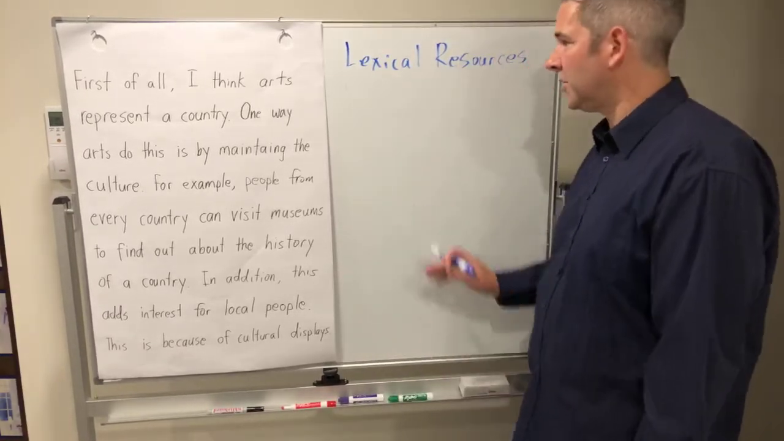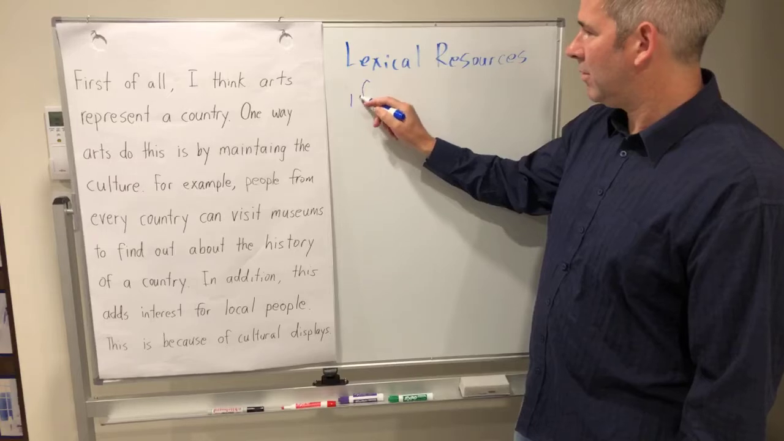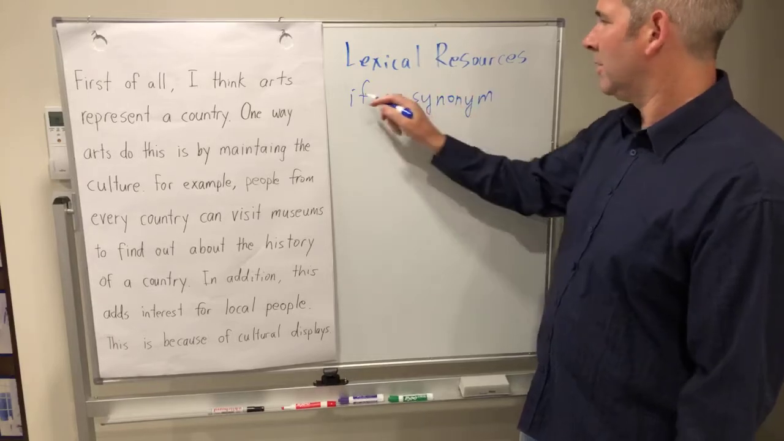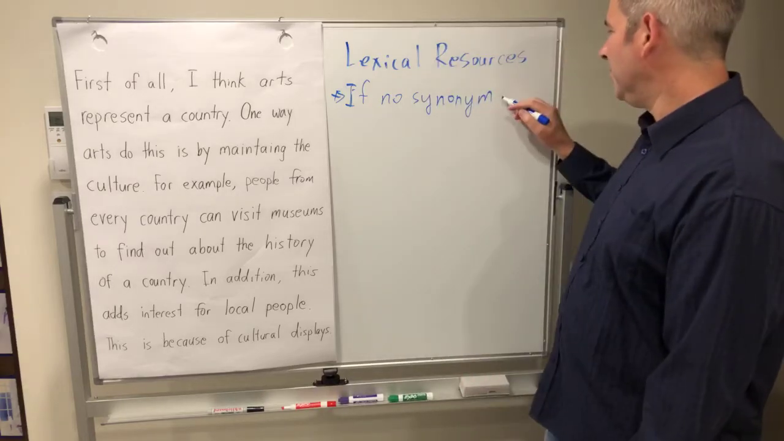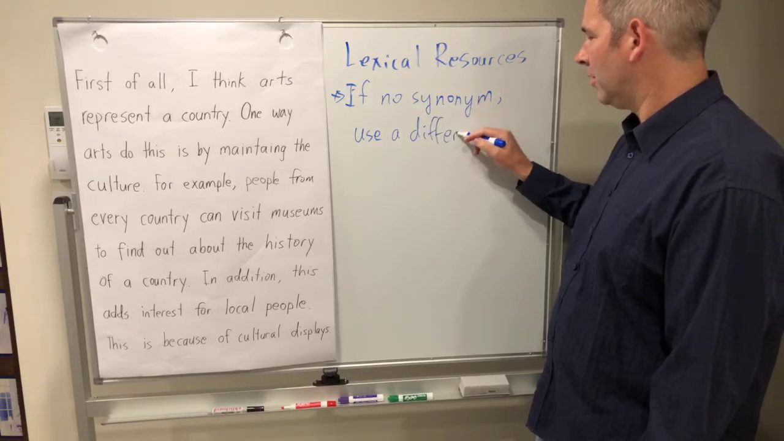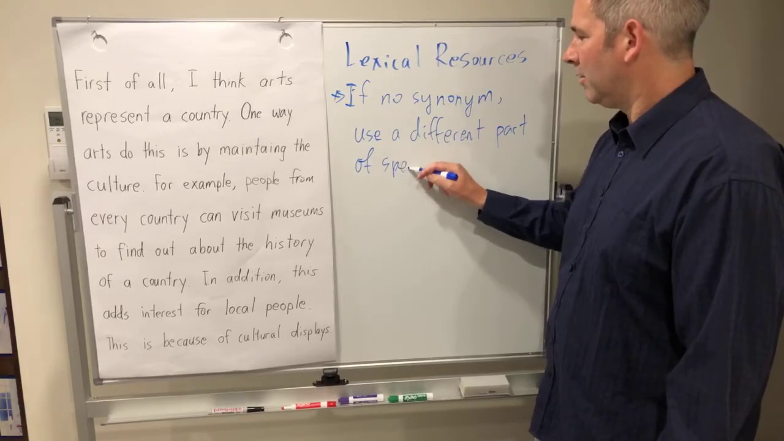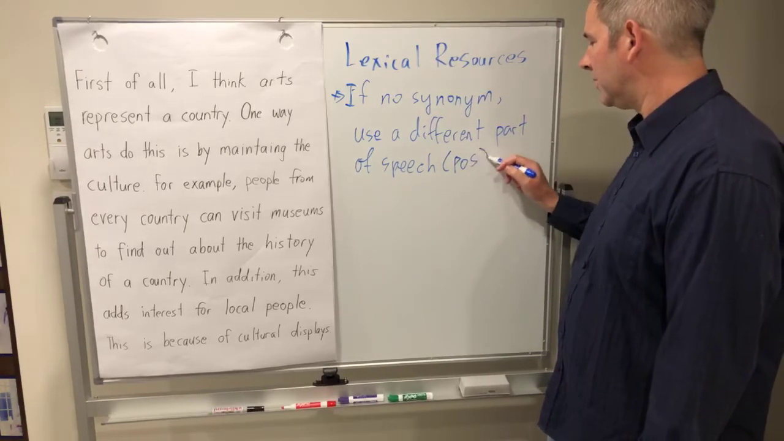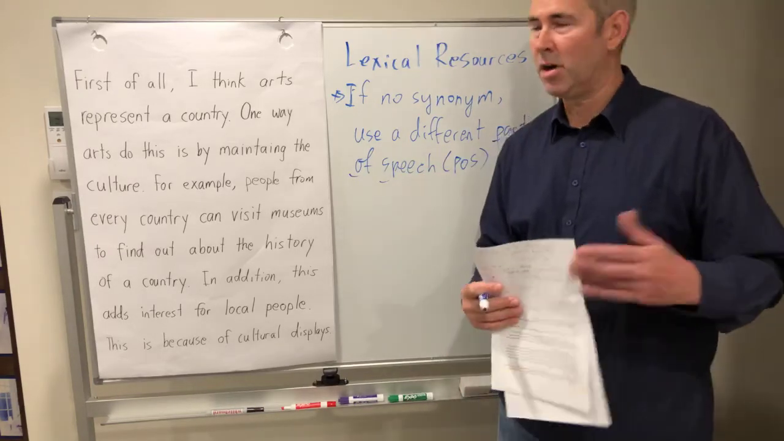This is another strategy which I think the student is using very well. This sounds like a logic problem, but it's just a strategy that you can use in your writing. If no synonym, use a different part of speech. Now, what you'll often see in an English class is part of speech. Teachers often refer to that as POS. Acronym for part of speech is POS.